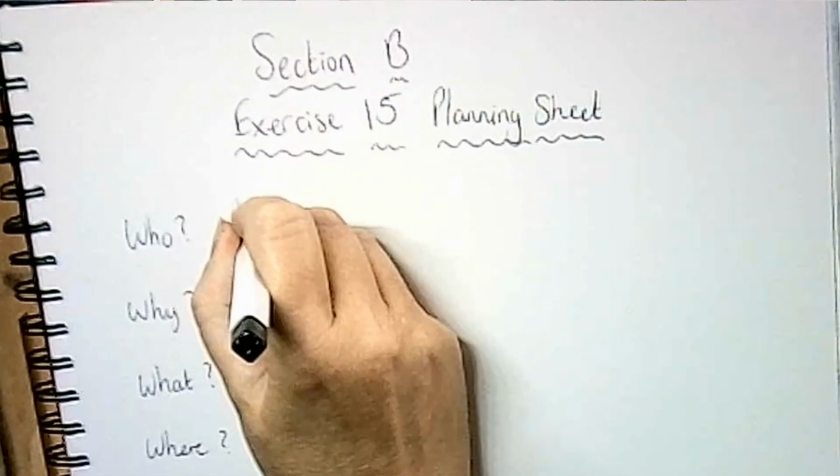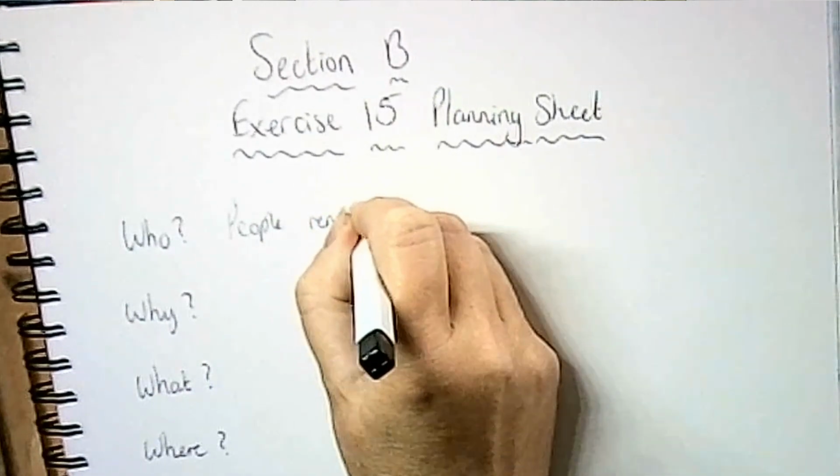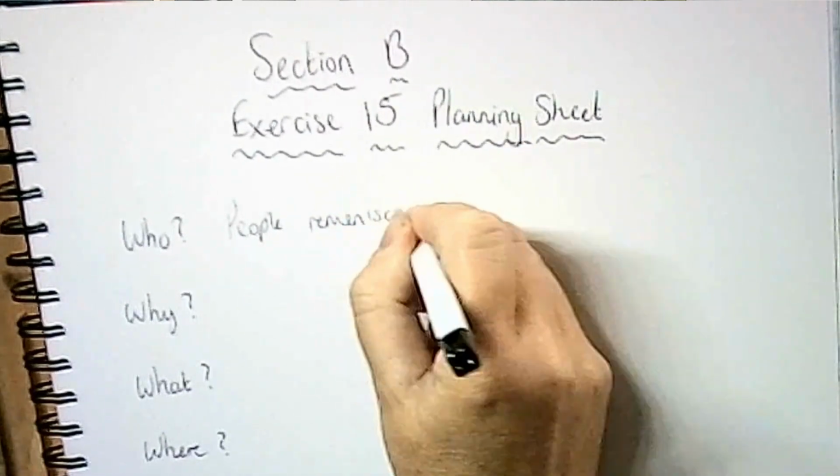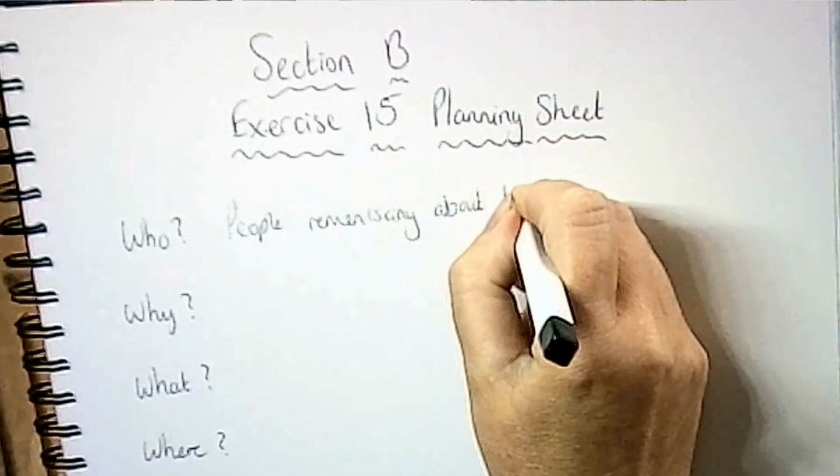Section B, exercise 15, planning sheet. Who am I aiming this painting at? People reminiscing about the Mediterranean, and people looking for a tranquil picture.